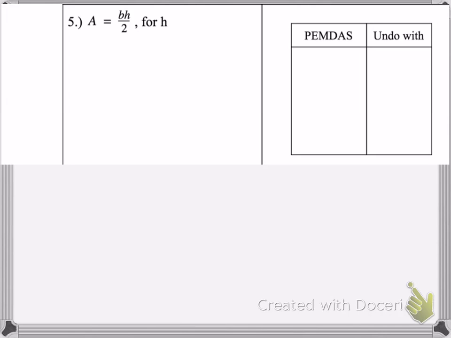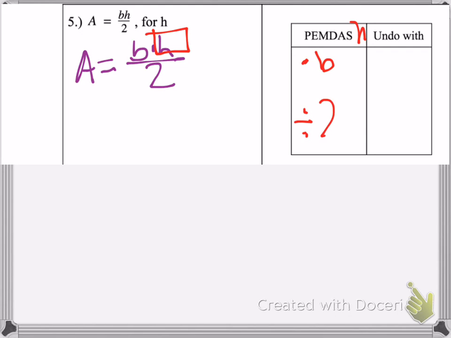A couple more. So we're trying to solve for H now. I'm going to write it a little bigger so I can put my box around. A equals B times H divided by 2. So which variable I'm looking for is H. So we're doing our order of operations to H. Well, we've got multiplication and division, so times B and divided by 2. So we can undo that with times 2 and divided by B. So we'll start with that times 2.